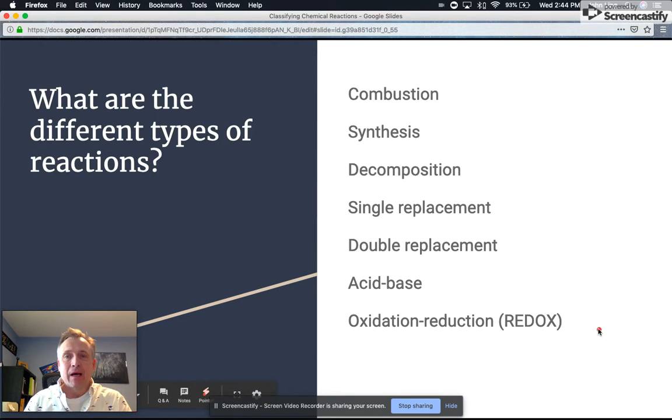First of all, here's the list. And you might take notes on this. You might have this in your notebook. I'm posting these slides as well, so you have them in slide form, but it might be nice to have a little reference that you can write some of your own notes on as well. But these are the main types: combustion, synthesis, decomposition, single replacement, double replacement, acid-base, and oxidation reduction or redox reactions. So let's go through what these look like and how to identify them.